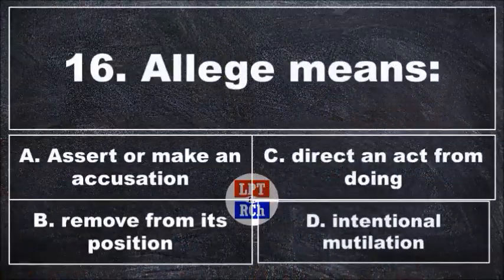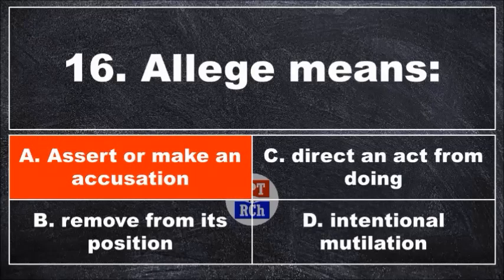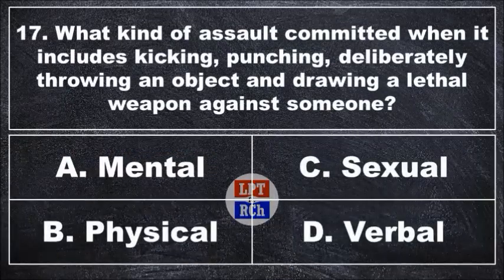16. Allege means A. Assert or make an accusation. B. Remove from its position. C. Direct an act from doing. Or D. Intentional mutilation. The best answer is A. Assert or make an accusation. 17. What kind of assault is committed when it includes kicking, punching, deliberately throwing an object and drawing a lethal weapon against someone? A. Mental. B. Physical. C. Sexual. Or D. Verbal. The correct answer is B.